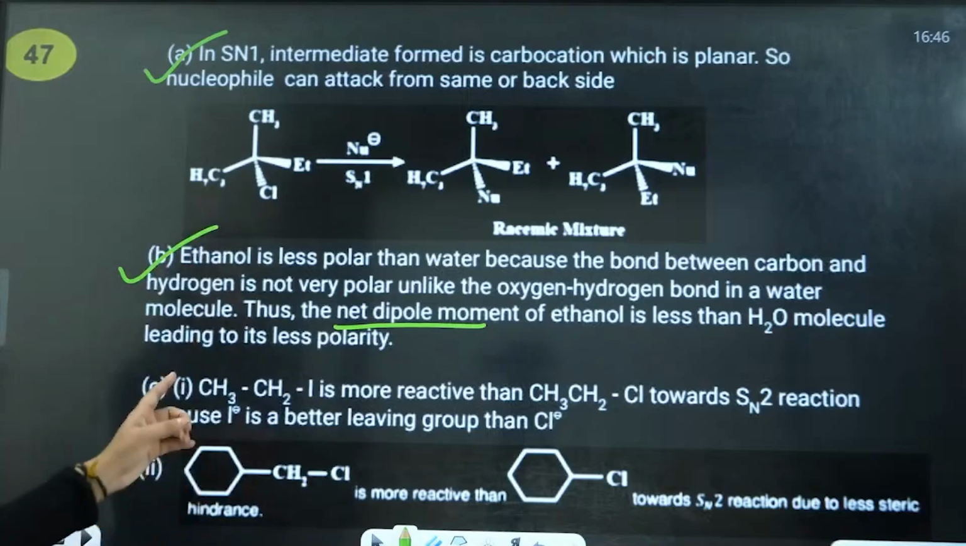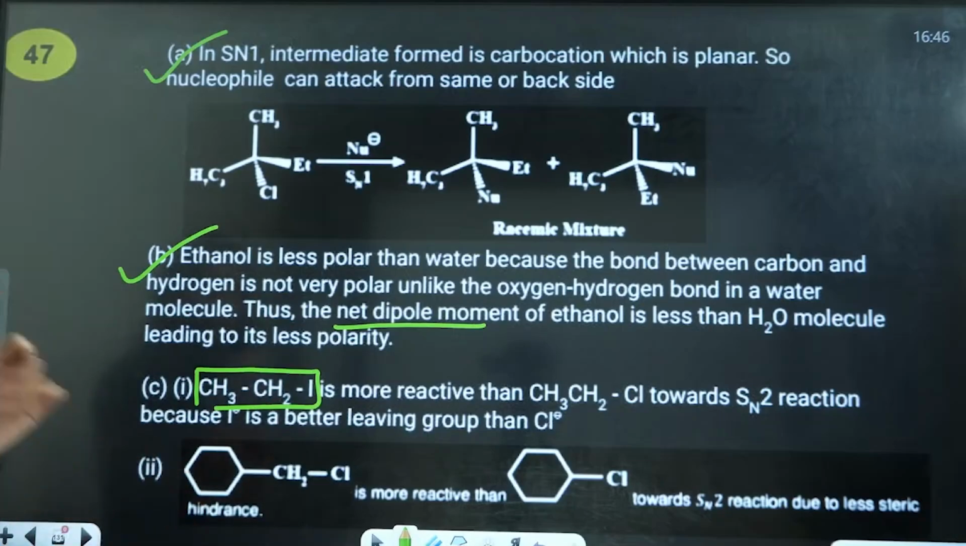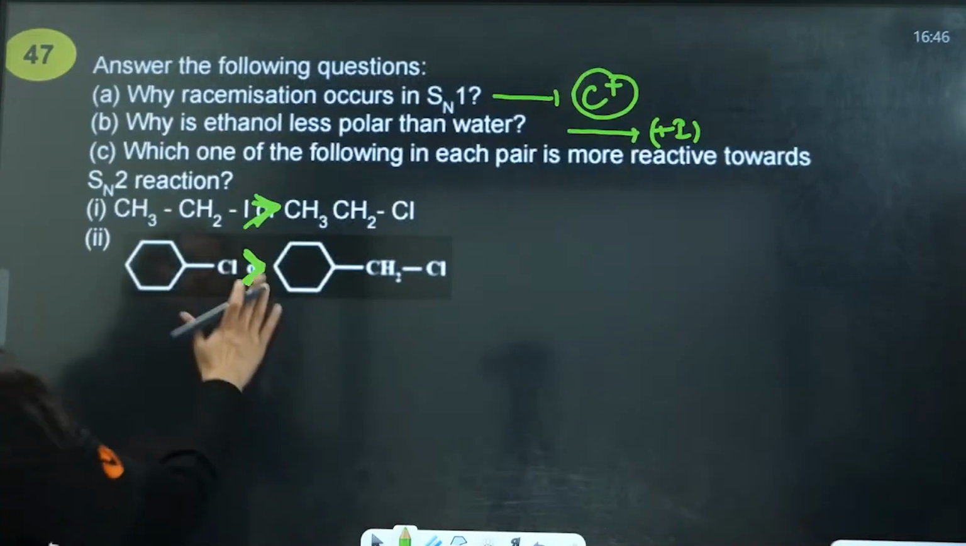Next, we'll see this is more reactive because I negative is a good leaving group, and here this is more reactive. Wait. We have done the opposite, okay?